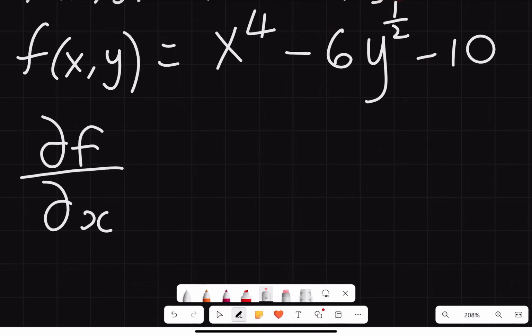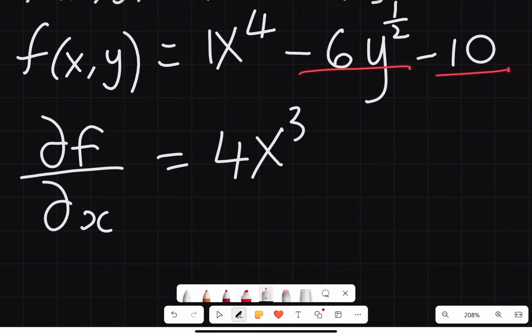Right? So the answer to this question will be, remember here there's a 1, so it's 4, then x to the power of 3, because we need to minus 1 on the 4. This one will fall off because it's a constant. This one will also fall off because it's a constant. Right? Perfect. Now let's do the next one. Okay, I'm going to erase this.